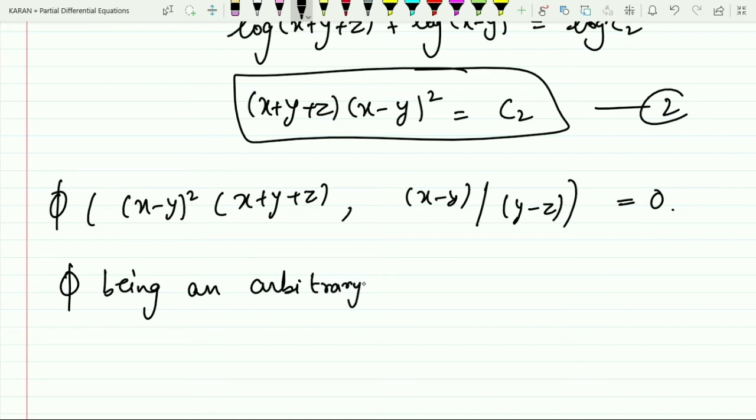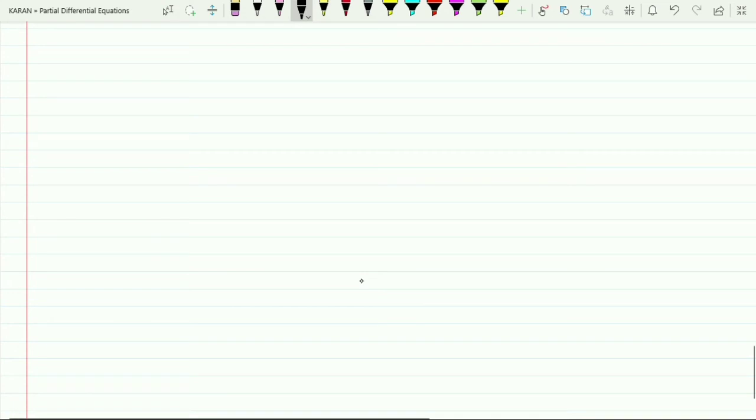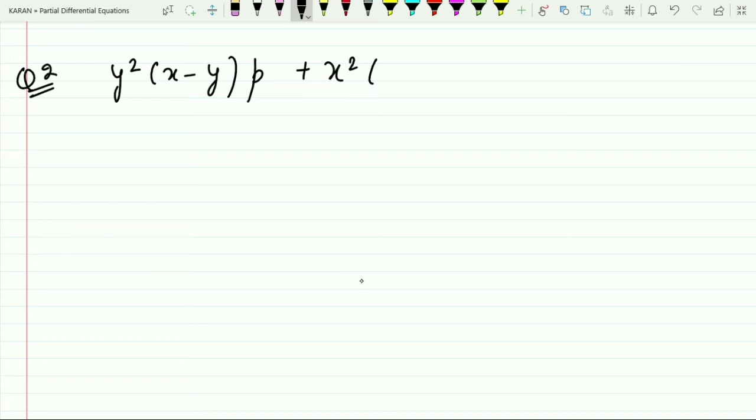So I hope the method is clear, how we will apply type 4. Let me consider one more example so that we can get more comfortable with this category of questions. So the second one is y square into (x minus y) into p plus x square into (y minus x) times q is equal to z times (x square plus y square).